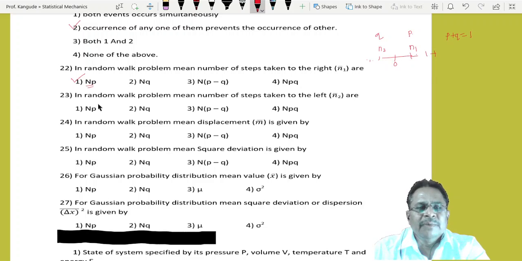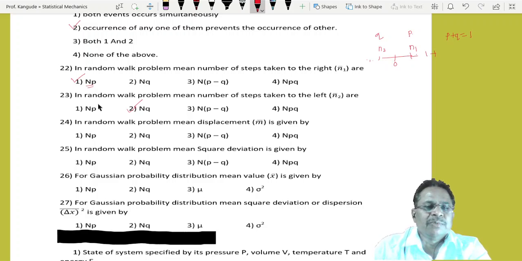Question number 23. In the random walk problem, the mean number of steps taken to the left, n2, is, as I said earlier, if NP is for the right-hand side, then the left-hand side is given by NQ, provided Q is the probability that the step taken will be on the left-hand side. So this is again a product of the total number of steps into the probability of occurrence of the step to the left-hand side.